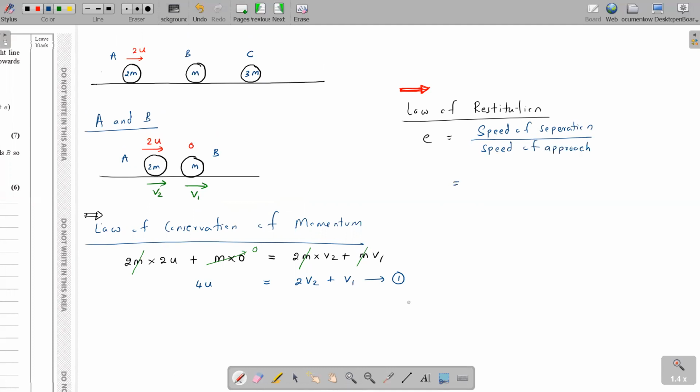So speed of separation, I'll take V2 minus V1, over speed of approach. If I take V2 minus V1, you all know the rule: you have to switch. If you start from A, V2 minus V1, then the speed of approach, the before collision speed, you switch and write it 0 minus 2u. You have to switch and take it, okay?